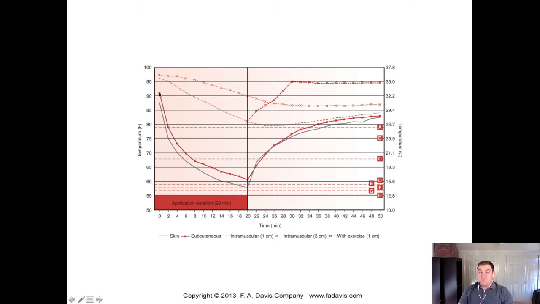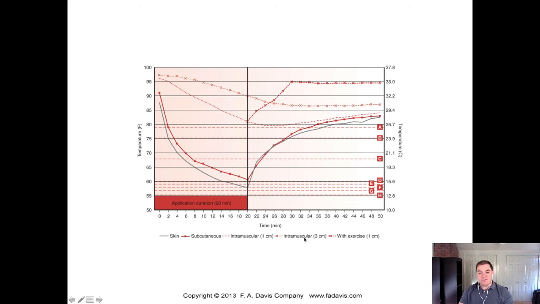This fascia in the fat layer, the adipose tissue, starts a little warmer. Remember, it's a little warmer. And guess what? Over 20 minutes, it doesn't really decrease that much more. So skin and fat, yeah, definitely decrease. But if you look at the intramuscular here, for 1 centimeter, it starts about 96, 97 degrees, and it only gets down to about 83 degrees, 81 degrees maybe. We can say 80 degrees to keep it simple.